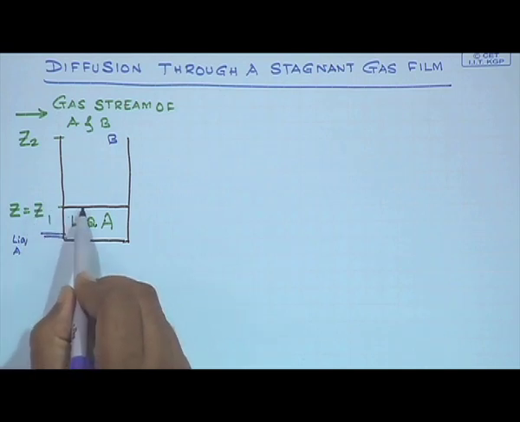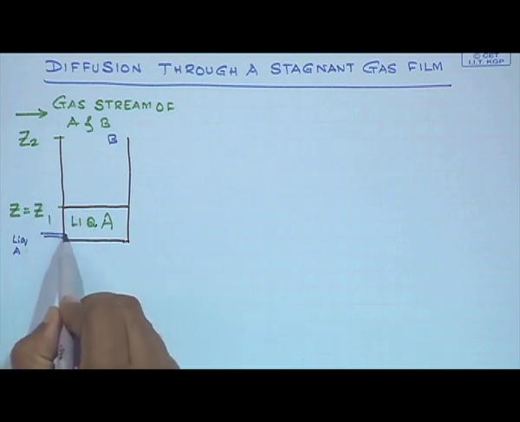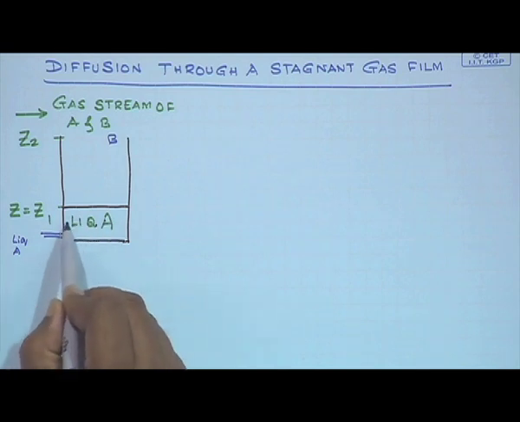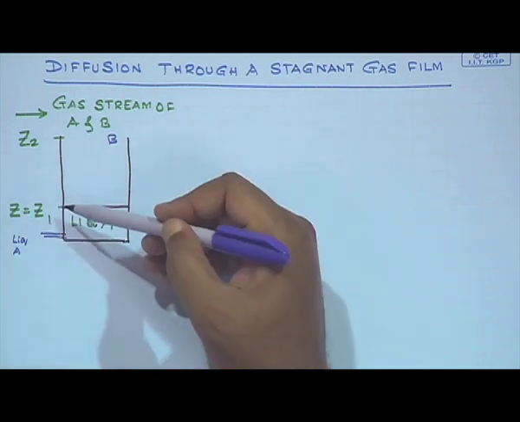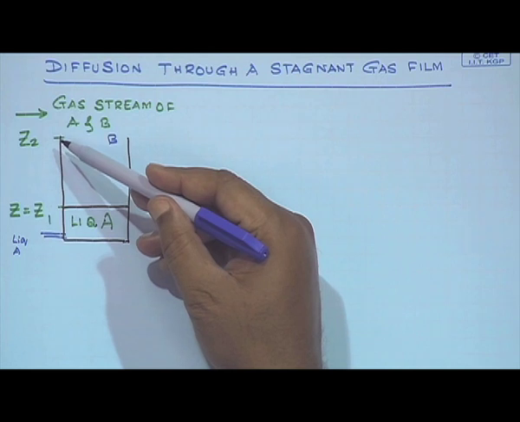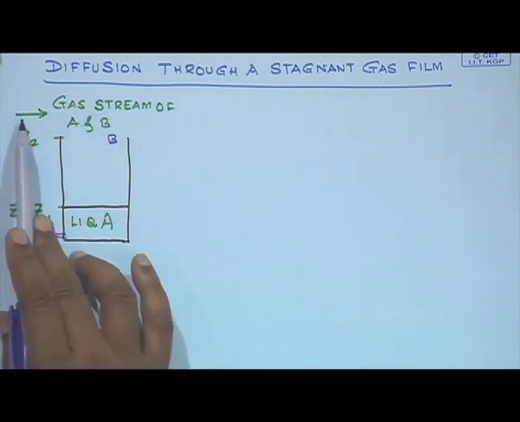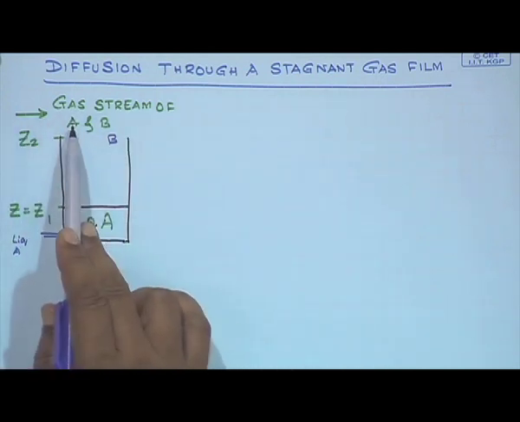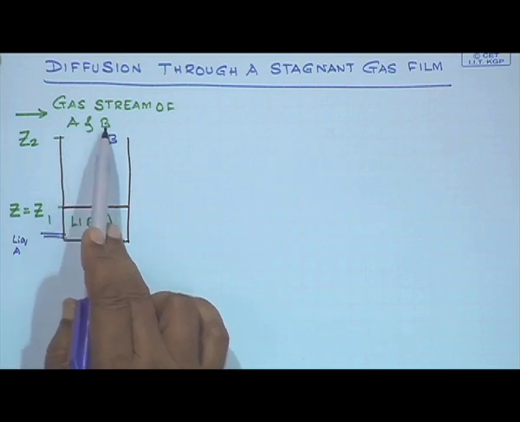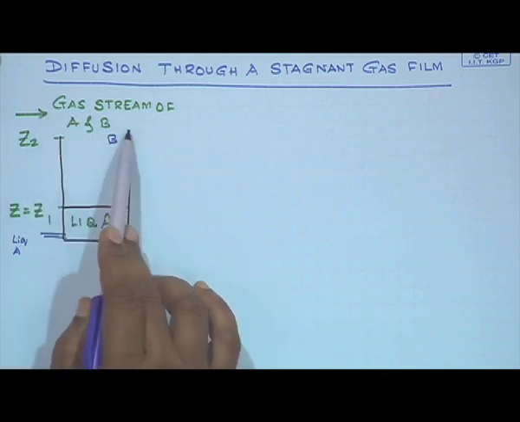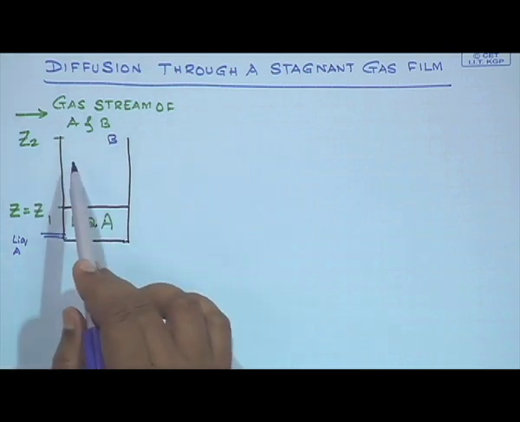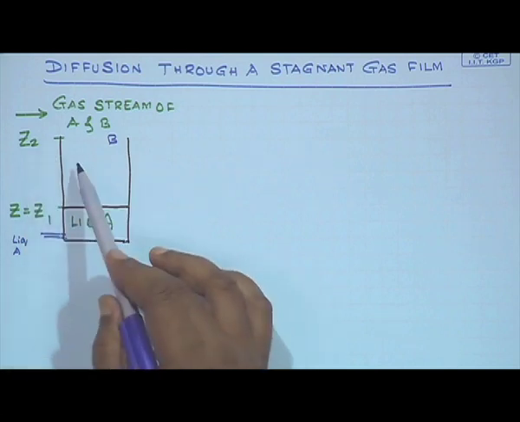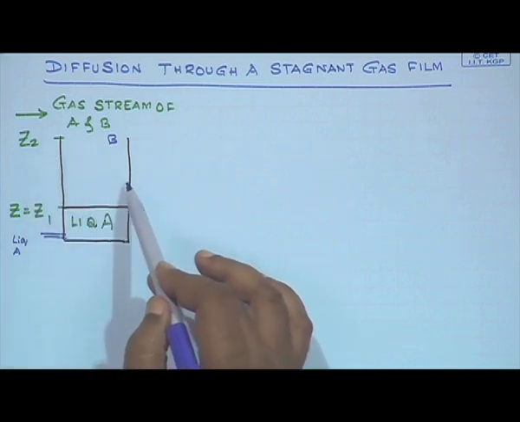So, in order to maintain steady state, you have to replenish the amount of liquid which has evaporated from the pool inside the tube. And at Z equals Z2, which is the mouth of the tube, there is a gas stream which is flowing with a constant concentration of A and B. So, the concentration of A and B at this location may be assumed to be constant, and initially it was mostly B which is there in the tube.